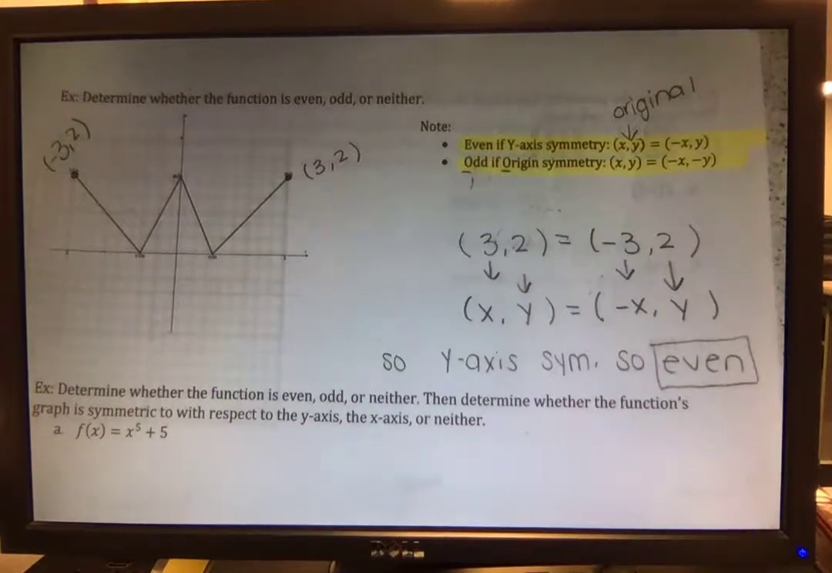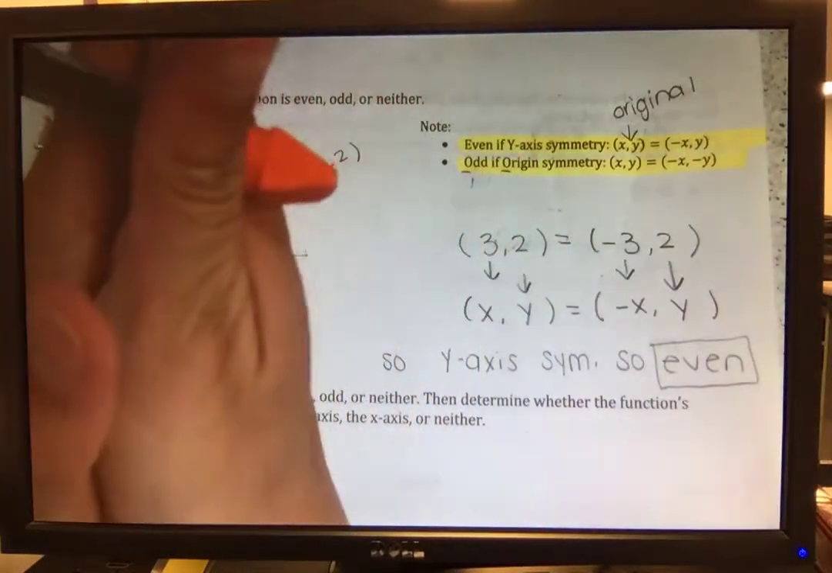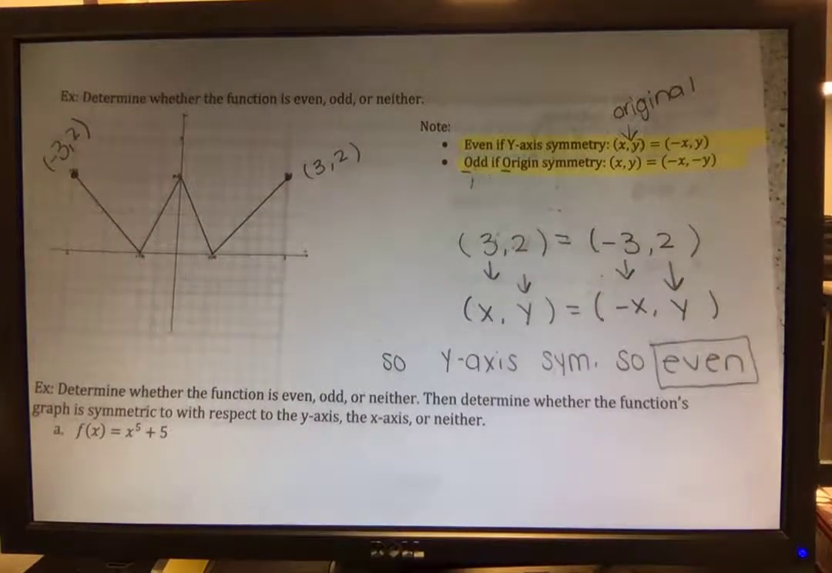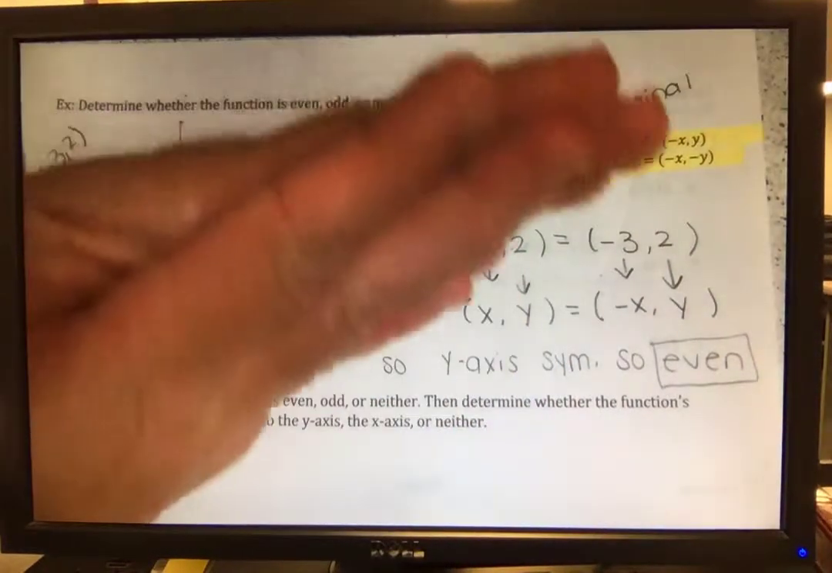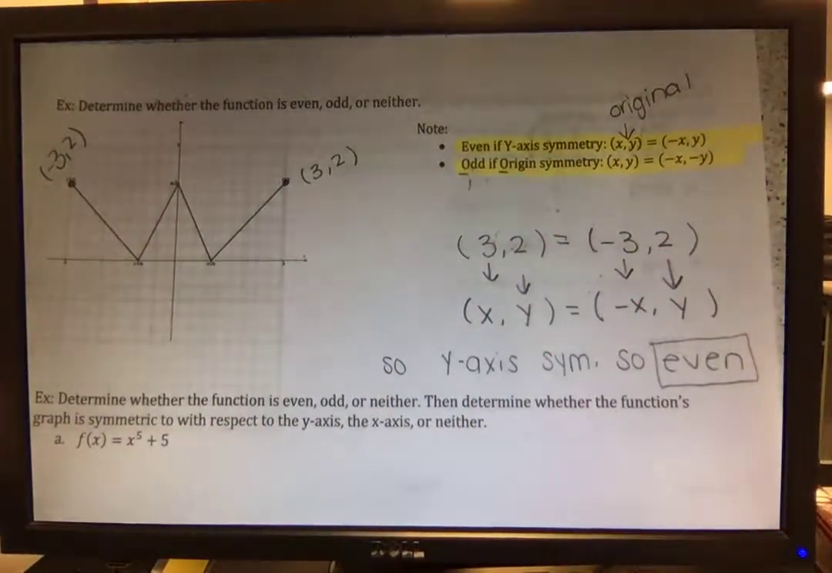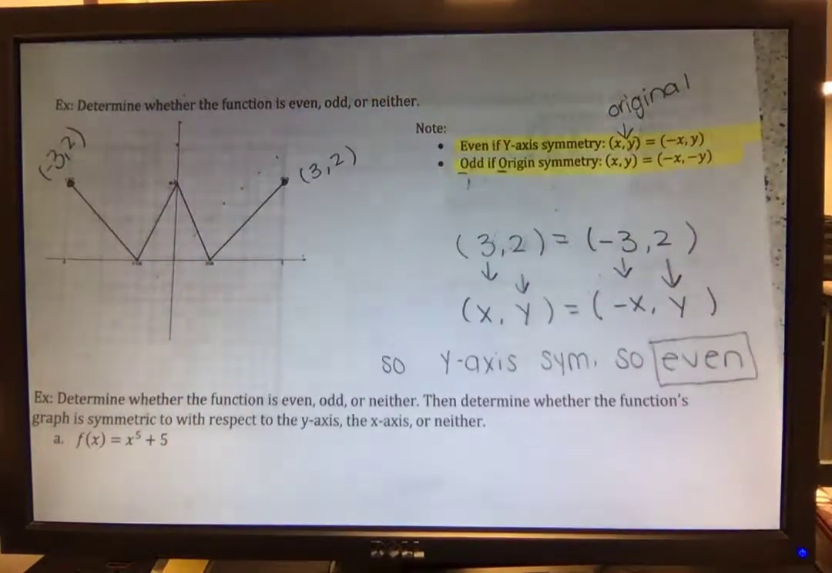Another way to think about this is if I take this graph and fold it along the y-axis, it's going to be the same thing on both sides. If I fold it hamburger style, that would be x-axis symmetry. And if I fold it both ways, it would be symmetric along our dotted line, x equals y. It would have origin symmetry. So looking at the 2 points is our easy way of seeing, does it have y-axis symmetry or origin symmetry or is it neither?